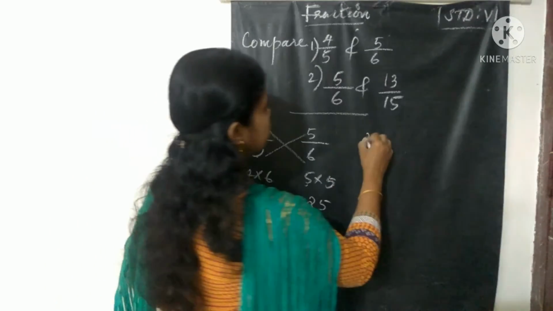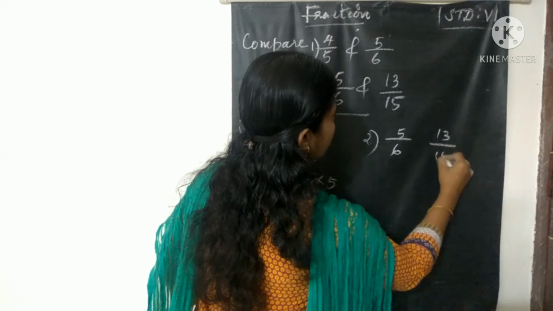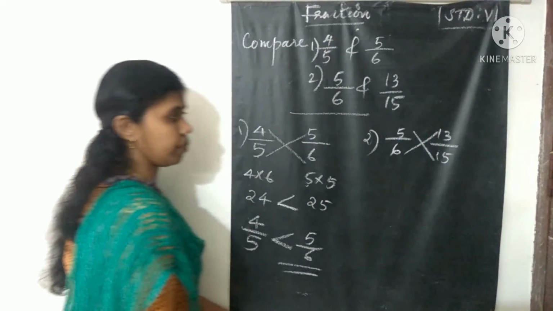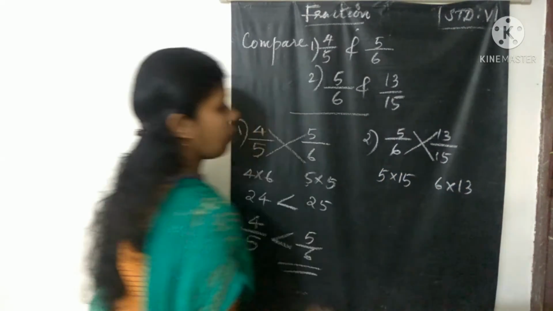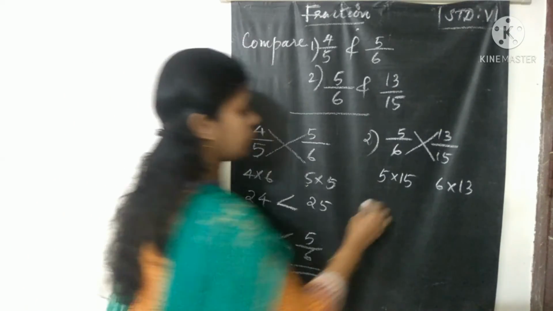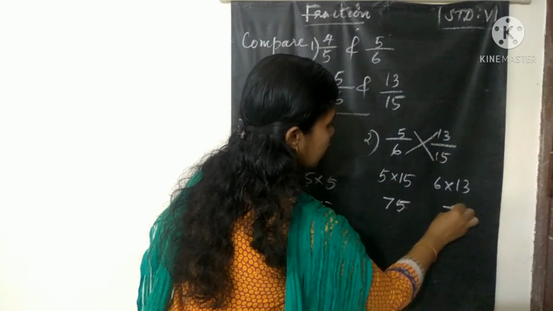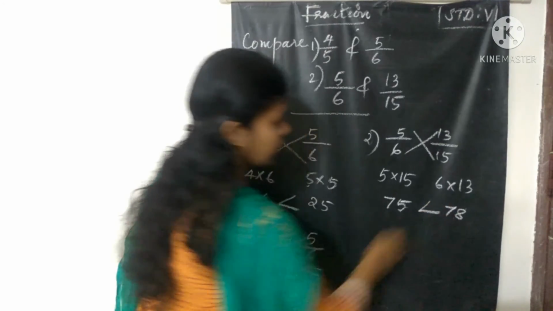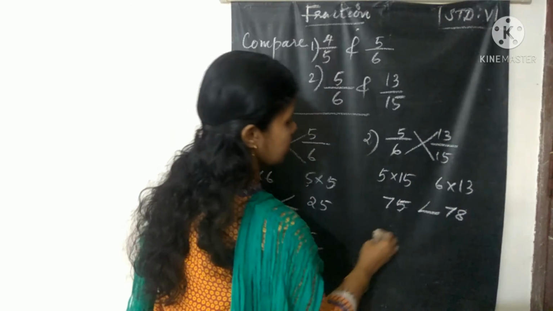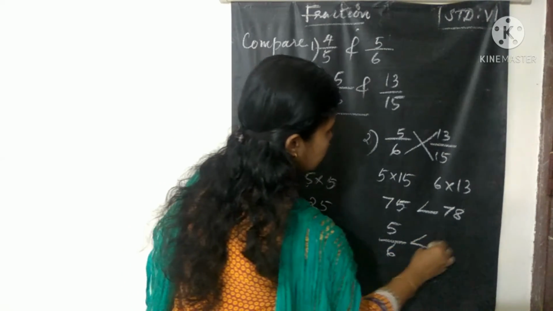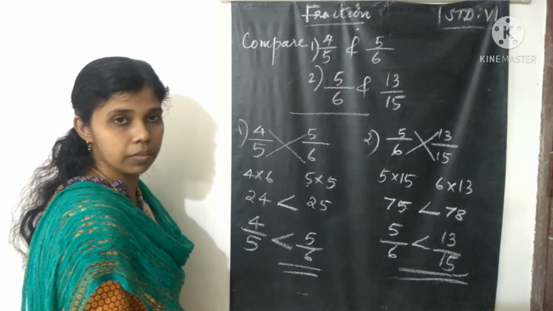The next question: 5 by 6 and 13 by 15. Then cross multiply: 5 into 15 and 6 into 13. 5 into 15 is equal to 75. 6 into 13 is equal to what? 78. Here 78 is the bigger product. So the second fraction is greater. So 5 by 6 is less than 13 by 15.